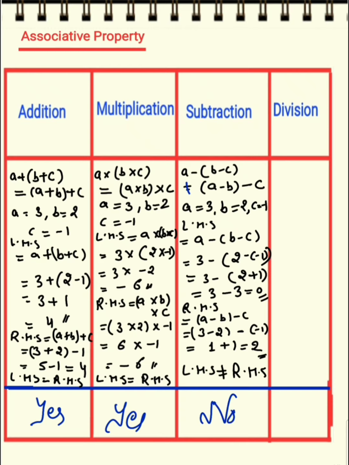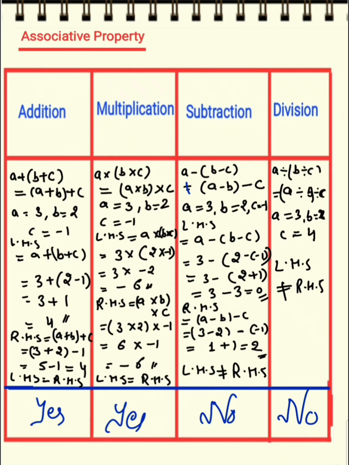Now let's do this associative property for division. It says that A divided by B divided by C, first I'll take this group, is equal to A divided by B divided by C, and on the right hand side I'll take this group. Then we'll find, if I take 3 numbers A = 3, B = 2 and C equal to any number, you can take 4, if we put all the values, we'll find that left hand side is not equal to right hand side. So we can say that integers are not associative under division, and we'll write here no.